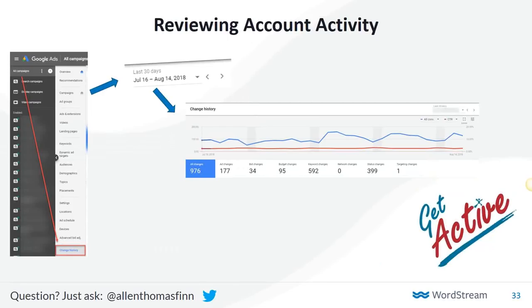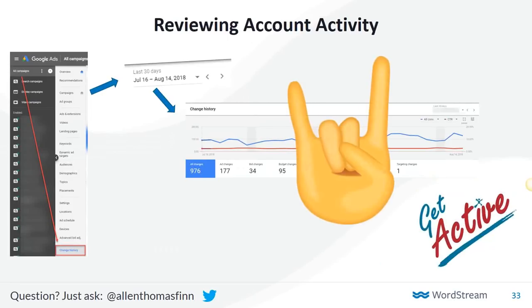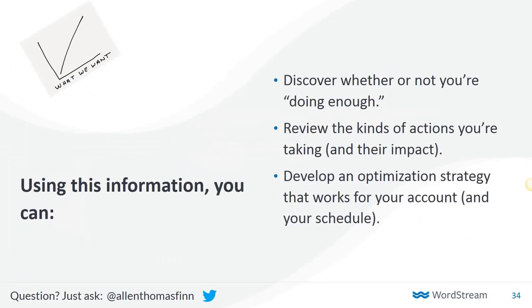And then in a sub-menu that opens below this, you can see the minutia, the granular changes, the individual changes that have been made, and you can begin to see what actions you're taking, what impact they're having on performance. So here, 976 actions in the last 30 days is not too shabby, pretty nice. And you can, again, use this information to discover whether what you're doing is enough and if it's enough of the right kind of action, which allows you to develop an optimization strategy that works for your account and for your schedule.